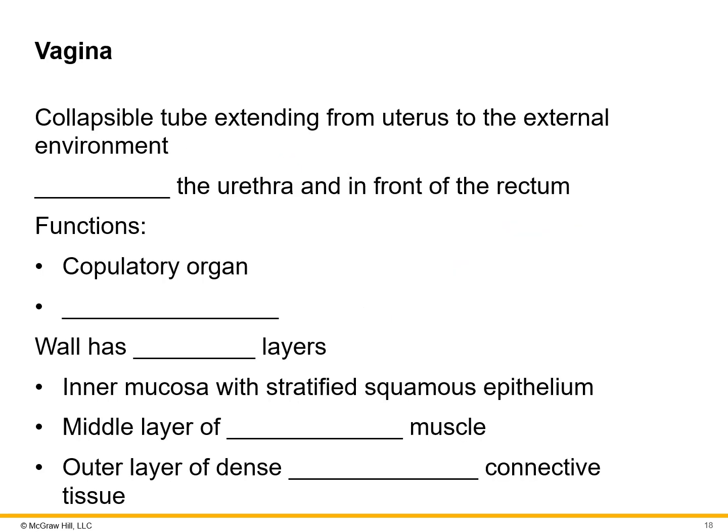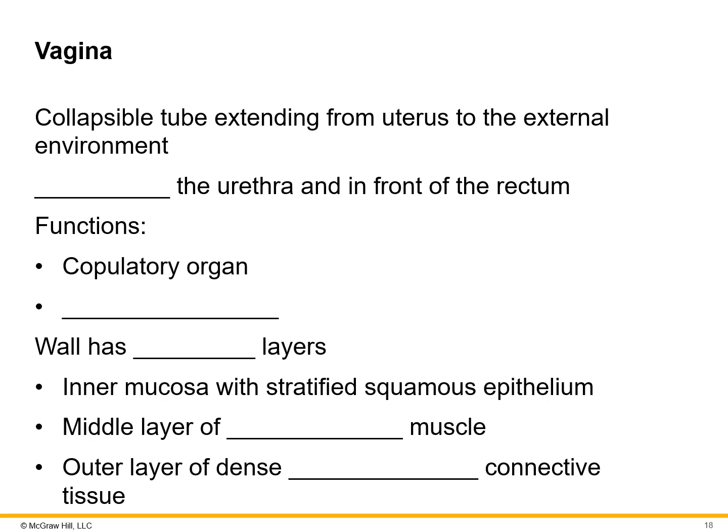And then we have the vagina or the vaginal canal. This is going to be a collapsible tube that extends from the uterus to the external environment. It's located behind the urethra and in front of the rectum. Some of the functions are that it's going to be your copulatory organ, which just means it is the organ for female sexual intercourse. It's also going to be the birth canal, so that is your second function up there. It acts as the birth canal for a baby passing through.